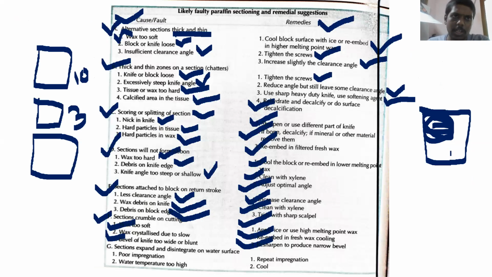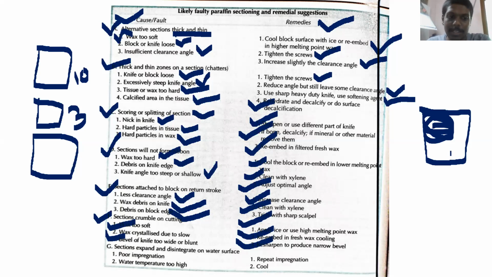Then there are a few errors that we encounter during section cutting. Those errors include alternating thick and thin zones of the sections, splitting of sections, or sometimes ribbons won't form during section cutting. Sometimes the sections will adhere back to the block when we are doing the section cutting.